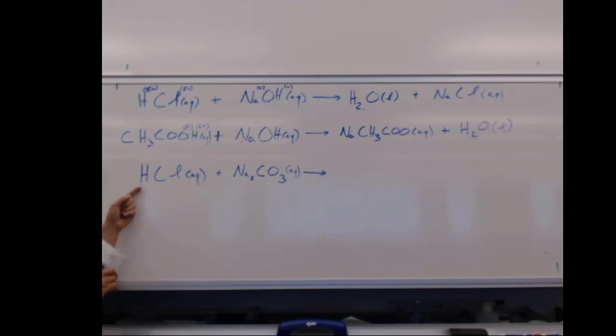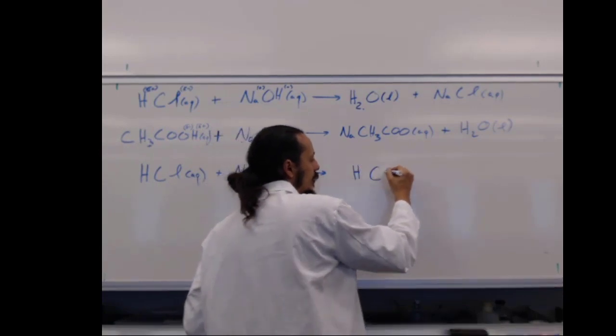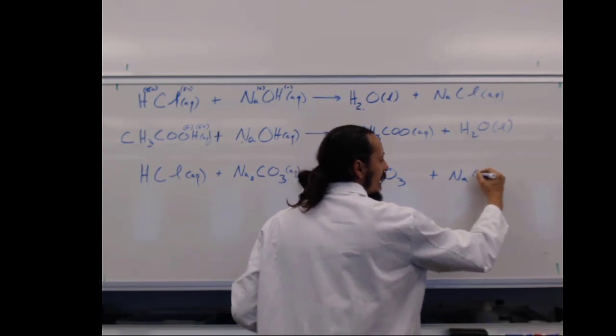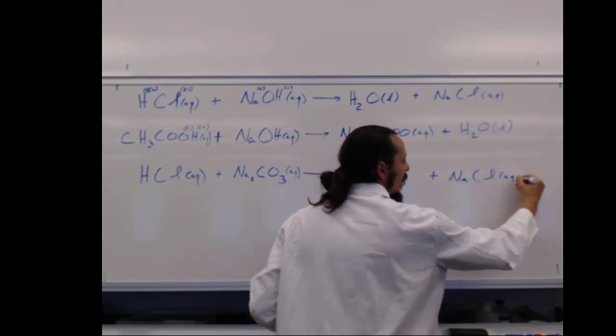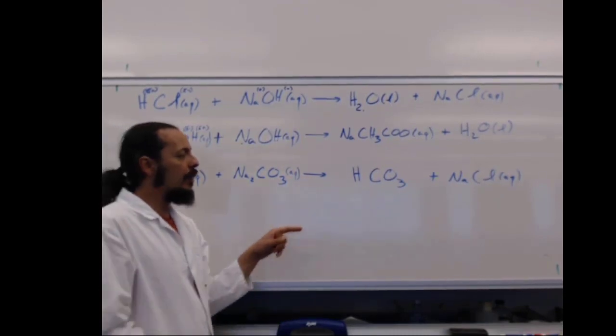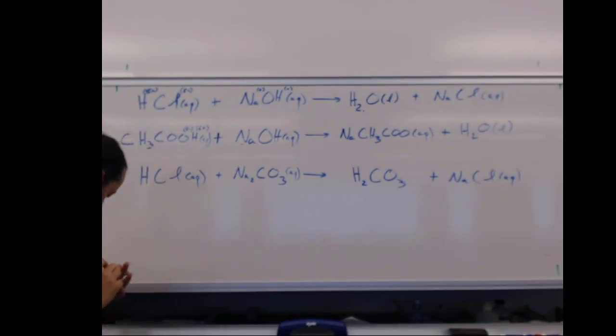Carbonates get an extra special rule associated with them, which is why I wanted to do this example. The hydrogen is going to come over, the sodium is going to flip, so we're going to have HCO3 plus NaCl. That's, of course, going to be aqueous sodium chloride. In order to charge balance this, we're going to have H2CO3, carbonic acid, and this does something special.